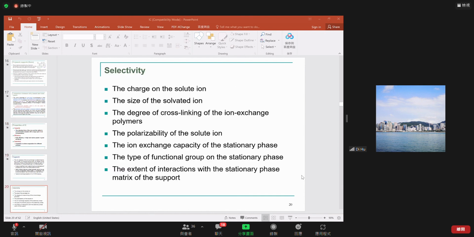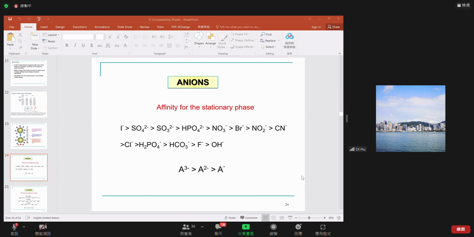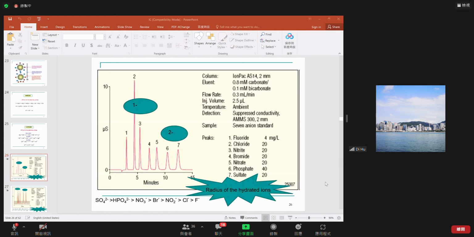So we talk about what influences selectivity and capacity, and especially the affinity of the ions to the stationary phase. And not just the charge density, also the polarizability, right? Okay, and I'll give you extra ones to talk about that. And for cation, we also mentioned the suppressed conductivity.